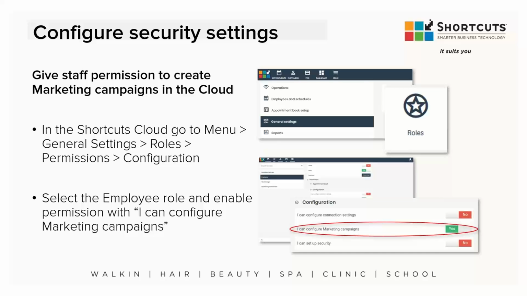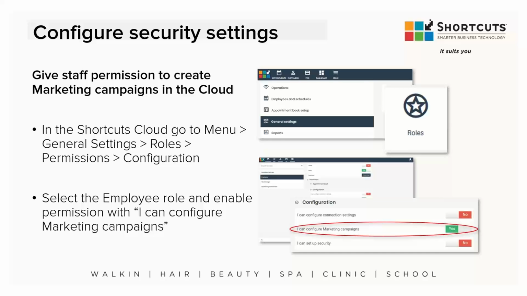So when you're in the cloud, if you go to General Settings, Roles, and Permissions, there's a configuration option. So you'll click the employee role, which is the standard role for your staff. And you'll go down to the permission for configuration, and you'll set up the one that says, I can configure marketing campaigns. So you'll toggle the slider to yes, and now whoever you select that has employee permission can now create campaigns on your behalf, send campaigns on your behalf.